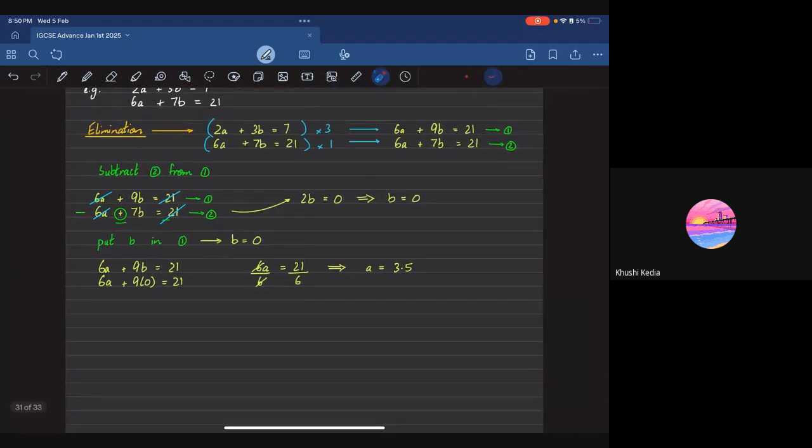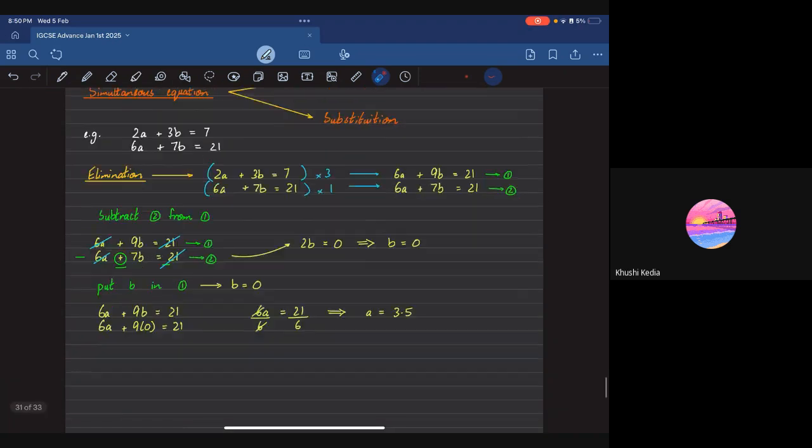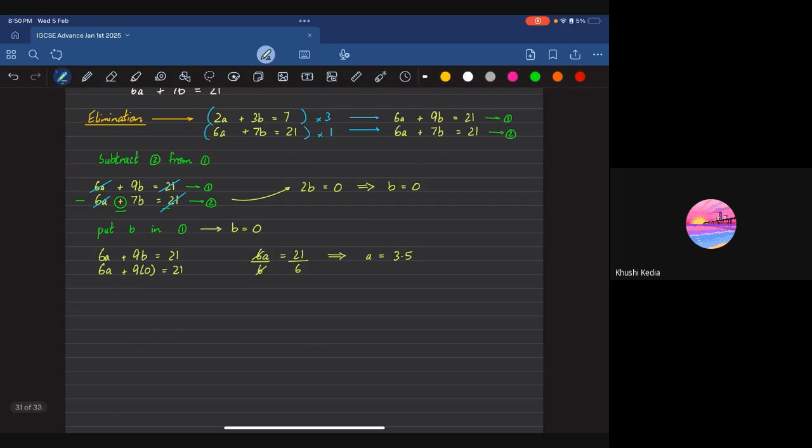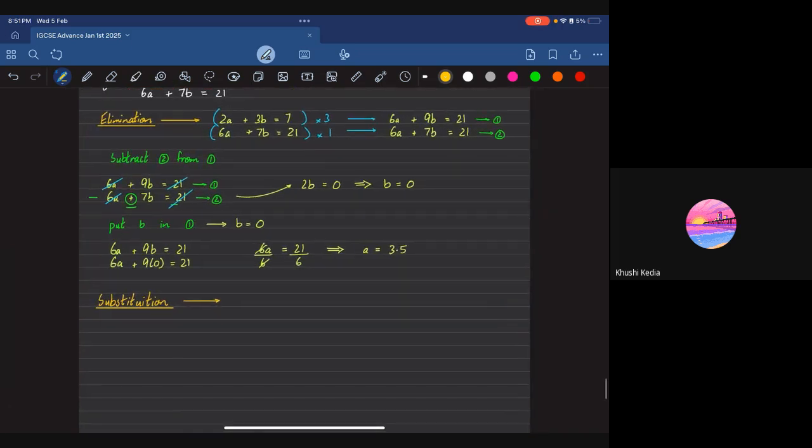Nonetheless, this is how you do elimination. You try to make the variables like each other and then you cancel them out. Similarly, what's going to happen? Let's do it with substitution. What's going to happen with substitution is that, for example, you're going to have the same question if I were to deal with substitution. And you're going to have the same equation.